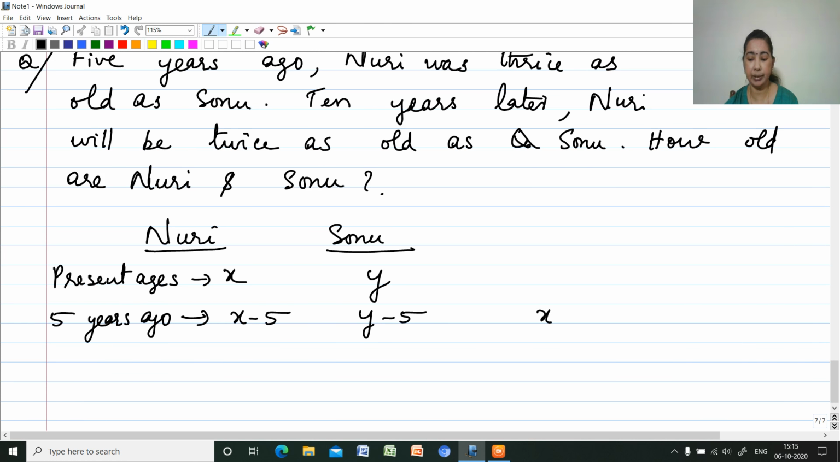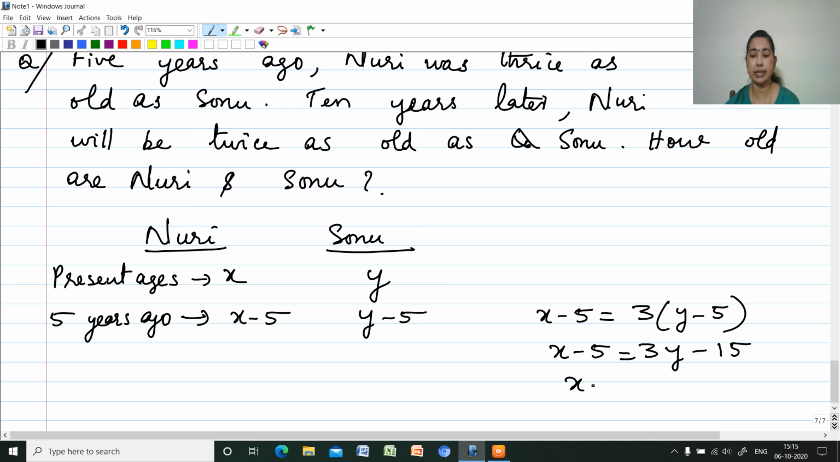Noori was thrice as old, means x minus 5 is equal to 3 times y minus 5. We can equate this: x minus 5 is equal to, multiplying it inside, 3y minus 15, or x minus 3y is equal to minus 15 plus 5, that is minus 10. So we can write the equation as x minus 3y equal to minus 10, that is the first equation.